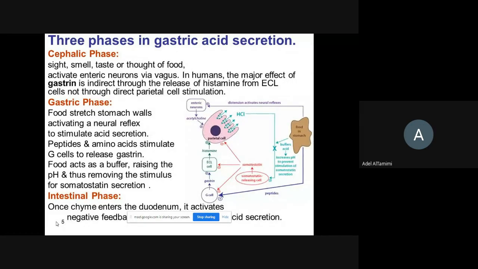The third phase is the intestinal phase, when the broken down foodstuff, at that time called chyme, spelled C-H-Y-M-E, is the result of gastric digestion, which is pumped into the duodenum. When chyme enters the duodenum, this means the digestion process is finished and the stomach is empty, so there is no need for more hydrochloric acid. The intestinal phase suppresses the gastric acid secretion, so it has an inhibitory action on the gastric acid secretion.